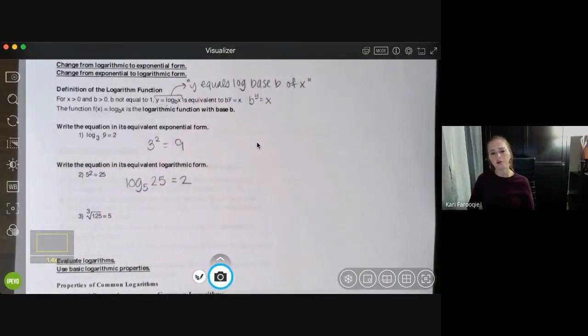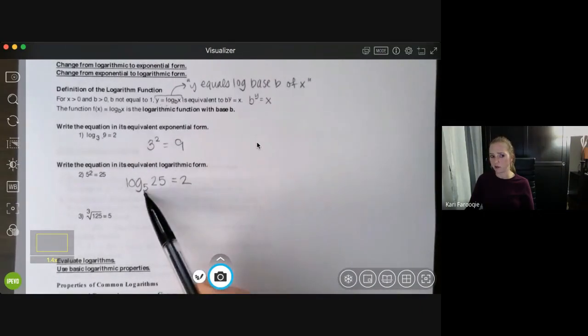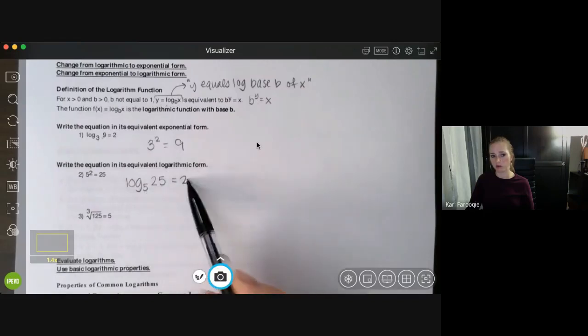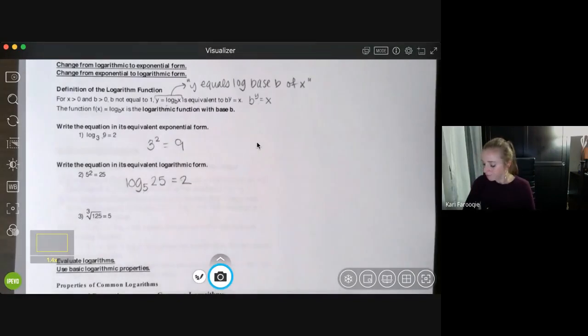I also think you're going to get used to looking at these and just visually saying, okay, 5 squared is 25, and just kind of moving from the left to the right to the middle. 5 squared is 25. Everyone's going to see these a little bit differently. Questions on number 2?